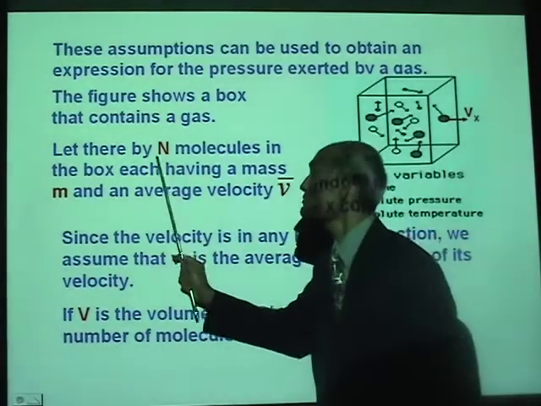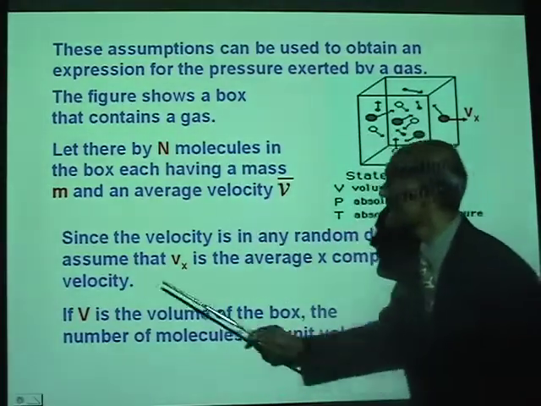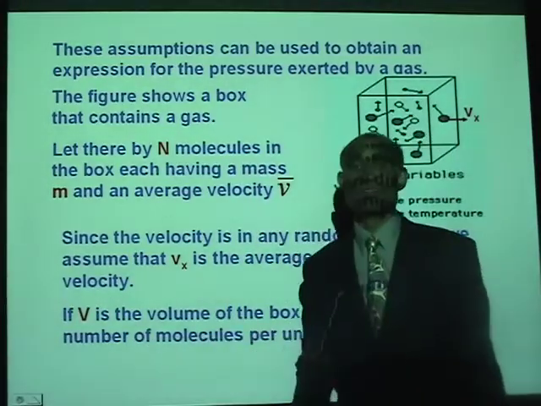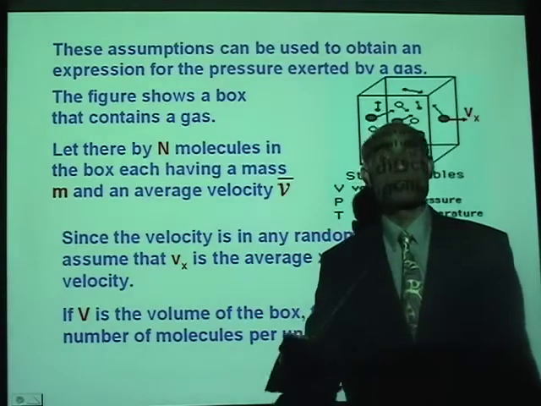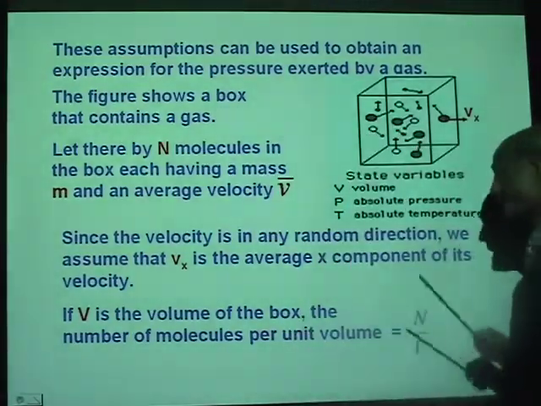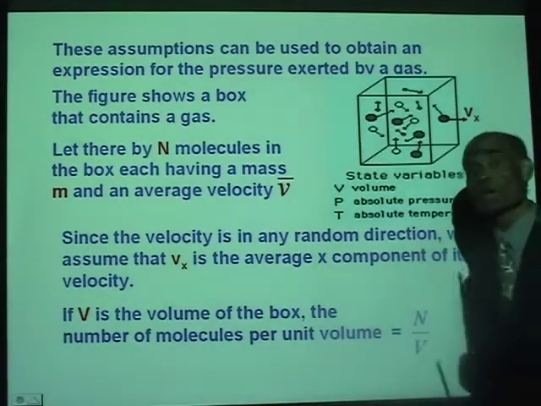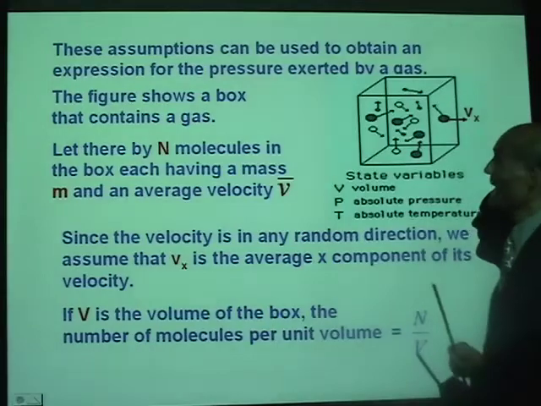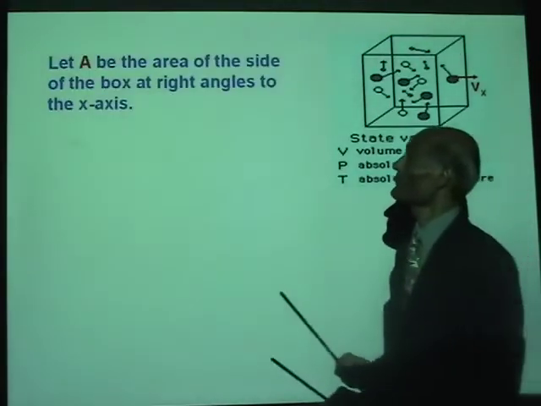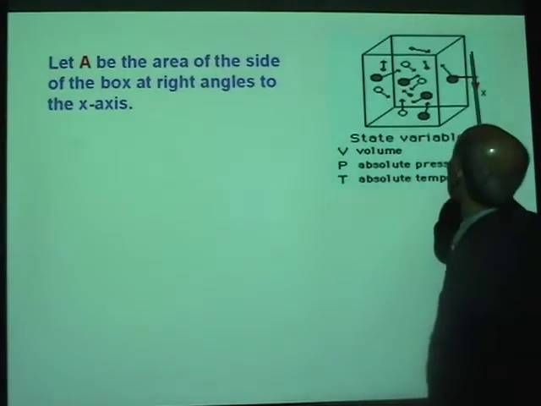Is that right? Okay. If V is the volume of the box, consider the number of molecules per unit volume. N is the total number of molecules that are contained in a volume V. Therefore, what is the number of molecules per unit volume? It will be N over V. Let A be the area of the side of the box. This area is A.